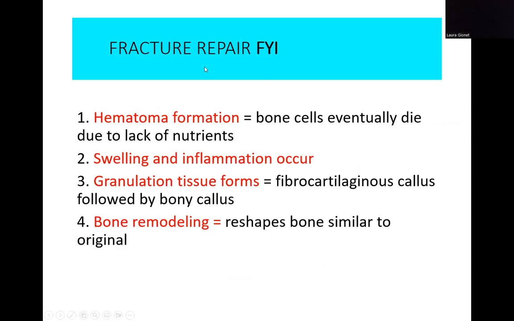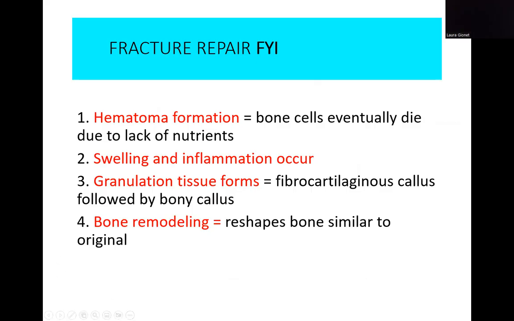Okay, fracture repair, FYI. I will say honestly, I don't ask you really questions about this, but I think it's really good to look at, because most people, not everybody, I've never had a fractured bone, but most people, or someone they know, is going to experience a bone fracture.